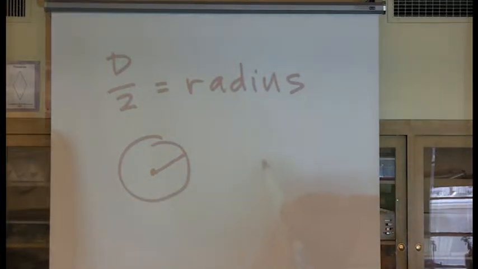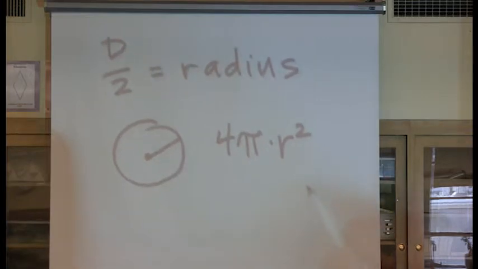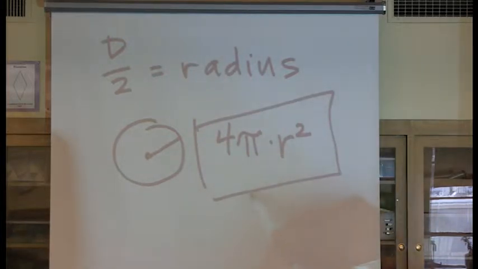Jose Rojas Salazar? 4 times pi times radius squared. What is that? This is a what? Sphere? You sure about that? What else?